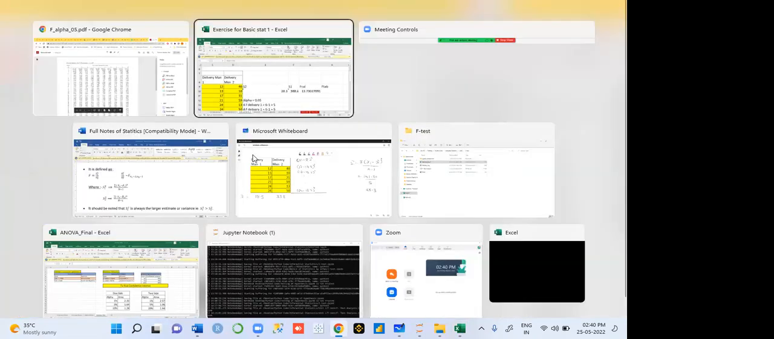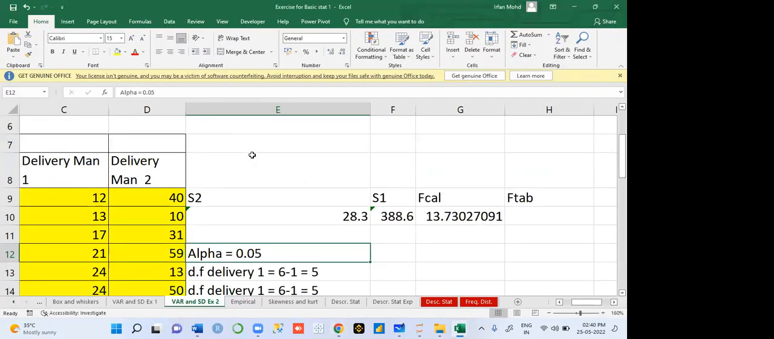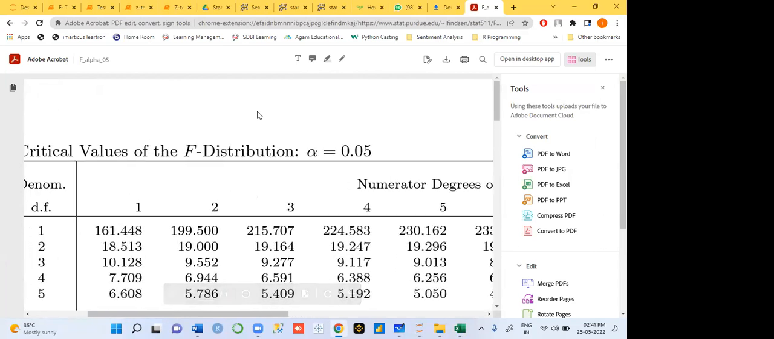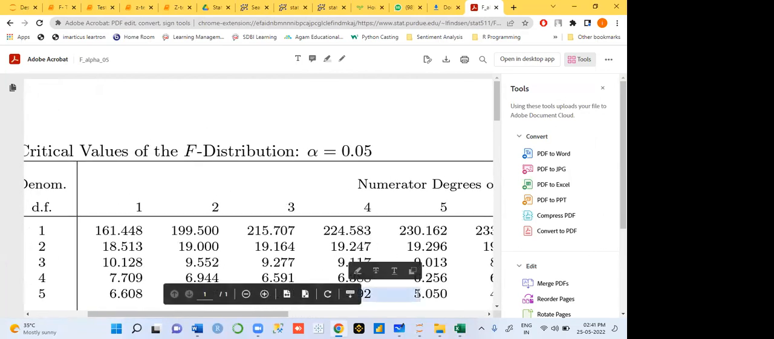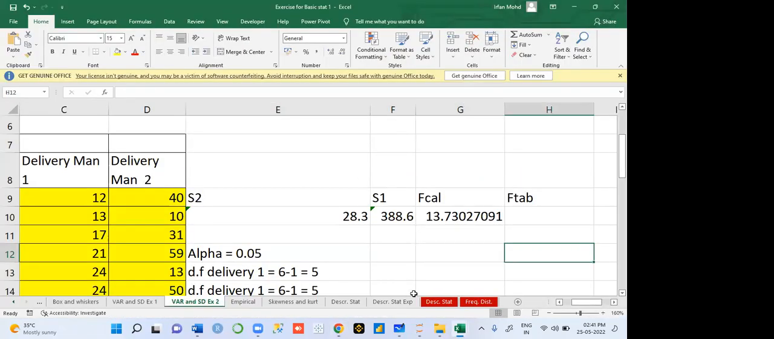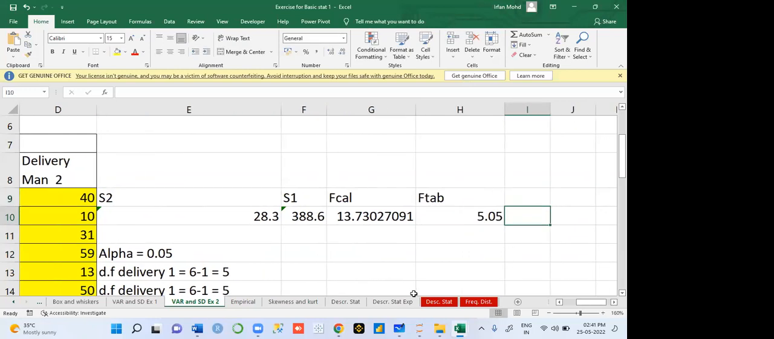Degrees of freedom is 5,5. 5 for numerator (df1) and 5 for denominator (df2). Can I say 5,5? Where they intersect, over here: 5.05. So you can add, F table value is 5.05. So can we say F calculated is greater than F table? Agree?